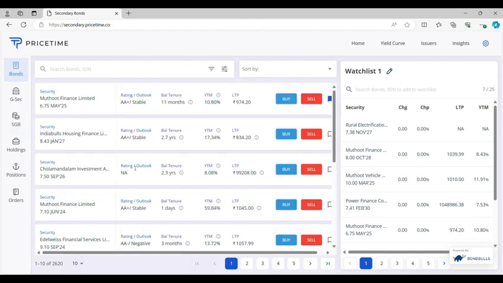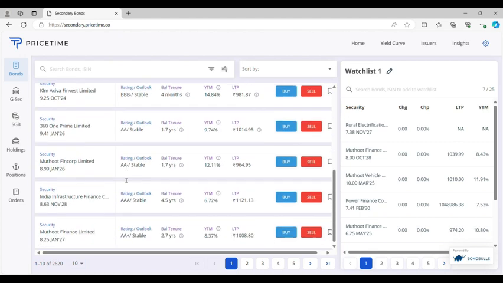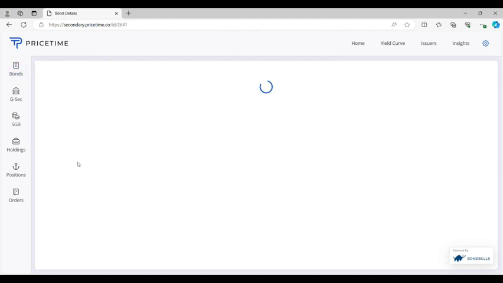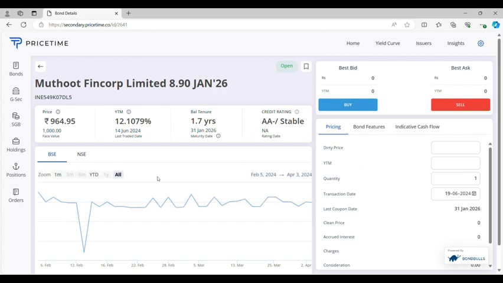Now going back to our bond list, let's scroll down, select one of these bonds for instance, and you can get all the information that you wanted on the bond, such as how the price moved, what's the YTM based on the last price, the balance tenure, and the rating.